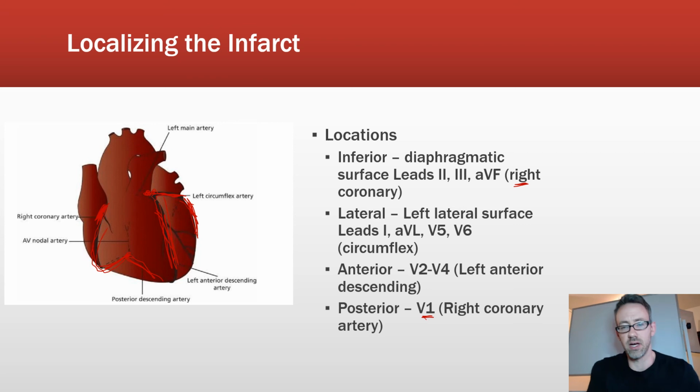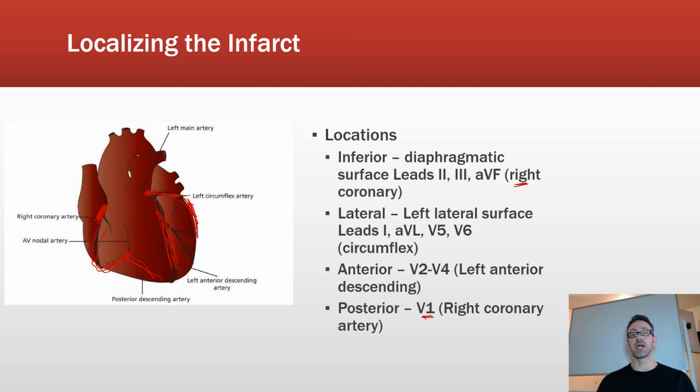So again, to give you an example, looking at the leads, you say, all right, 2, 3, and AVF have ST segment elevation, so this is probably the inferior diaphragmatic surface of the heart, supplied by the right coronary vessel. And same thing with 1, AVL, V5, V6, the left lateral surface of the heart, and so on.